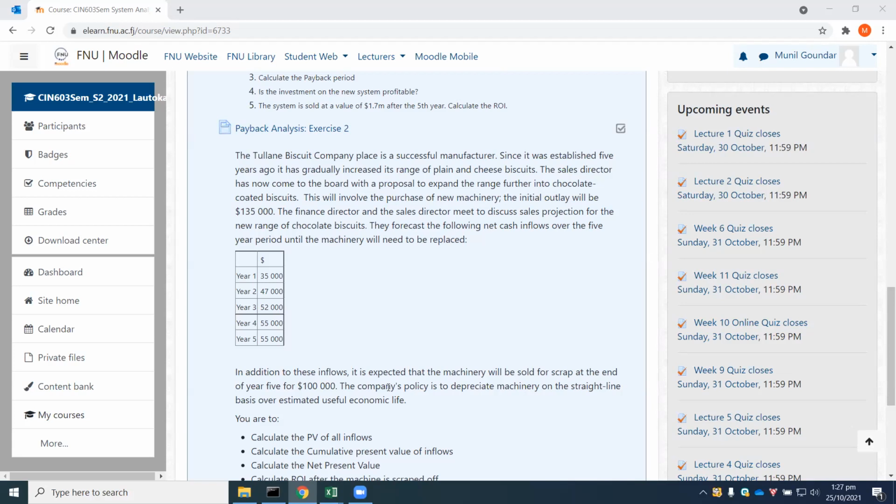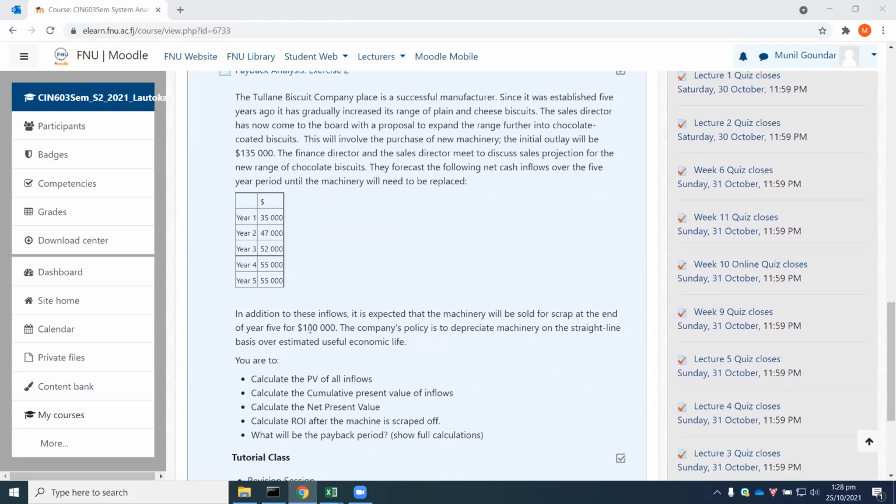Now, this is the very same scenario that you are given in your major project. Over here, it is for a machine. In your case, it is for a website. In addition to these inflows, it is expected that the machinery will be sold for scrap at the end of the 5 years for $100,000. What it is saying is that they will buy it for $135,000. Over the range of 5 years, they will get a certain amount of cash inflow. At the end of the 5th year, they will end up selling the machinery.